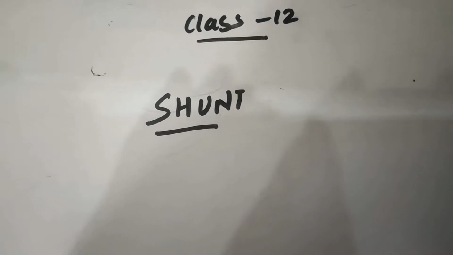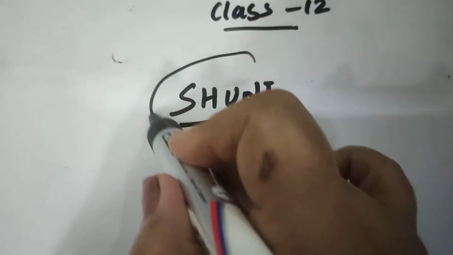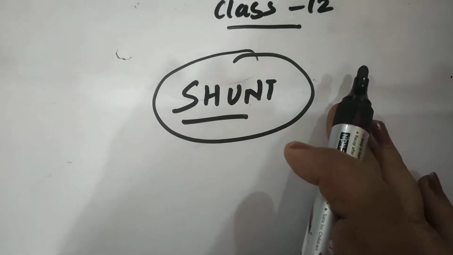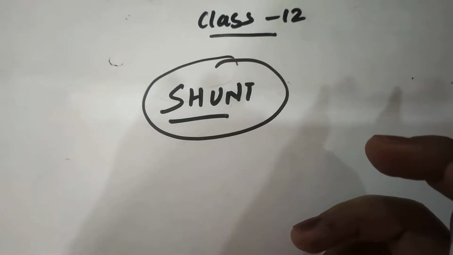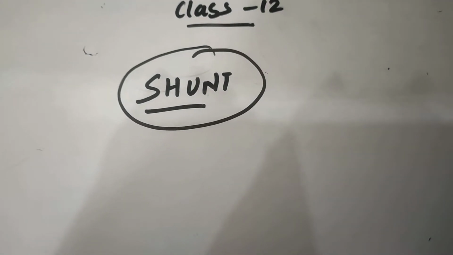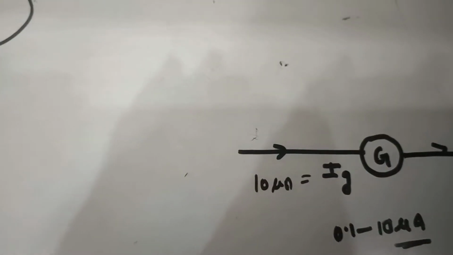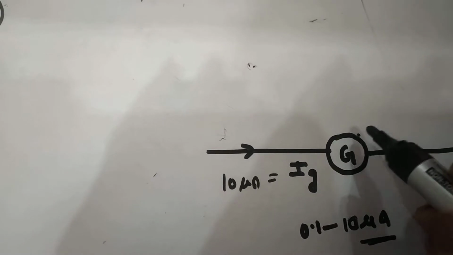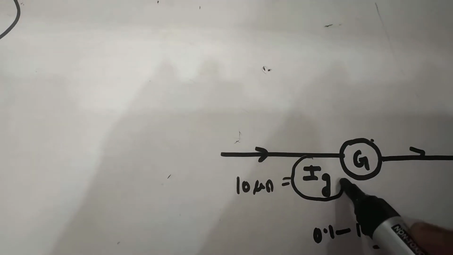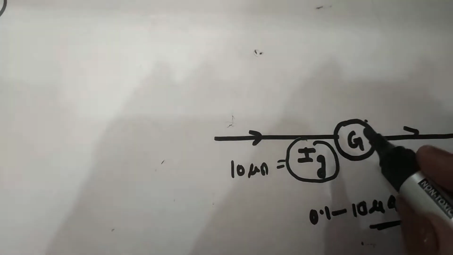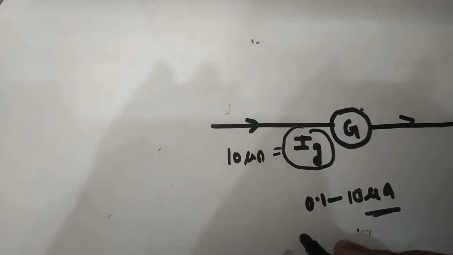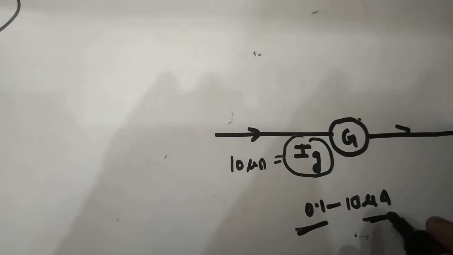Okay, students, let us now discuss the concept of shunt. To understand the concept of shunt, first of all, we will have a brief discussion of a galvanometer. See here, this is a galvanometer, and the amount of current which it can pass through it is Ig. Suppose this galvanometer can measure in the range 0.1 to 10 microampere.